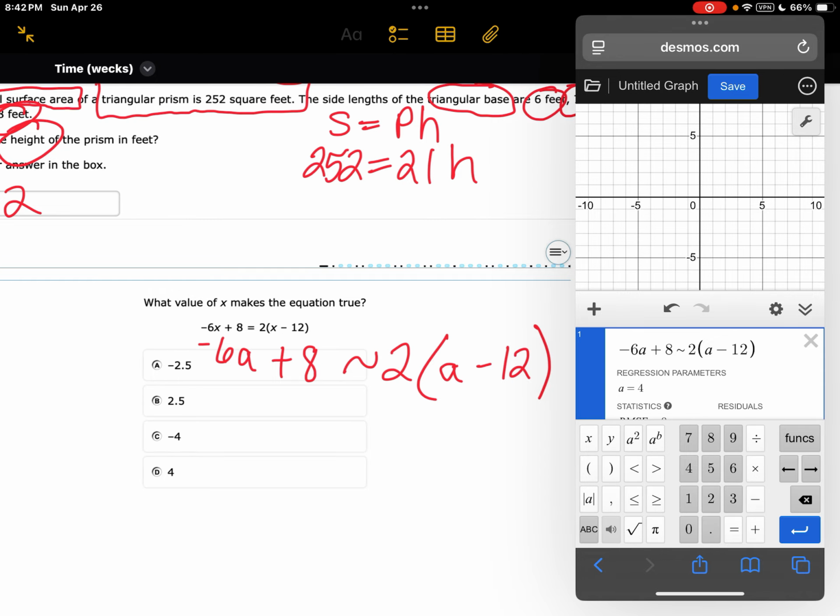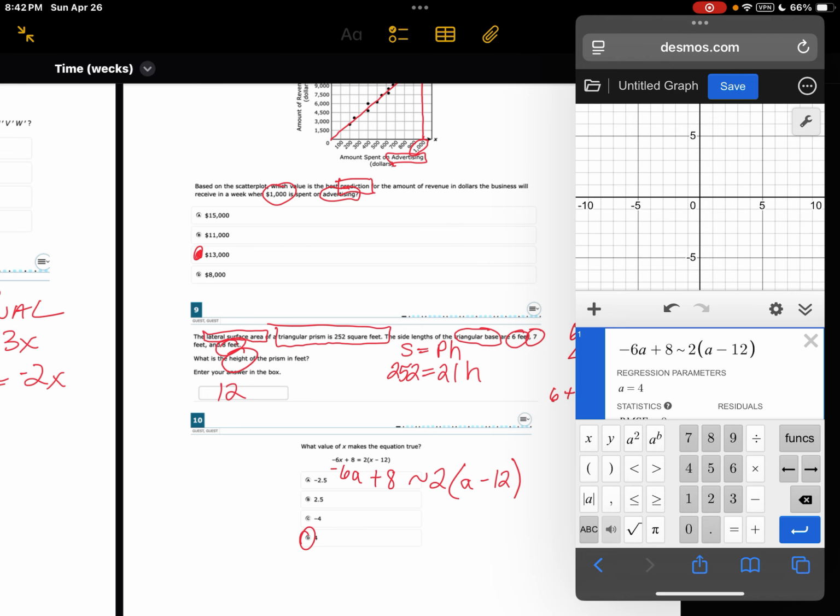There we go. A equals 4. All right, and that's going to be it for 1 through 10.